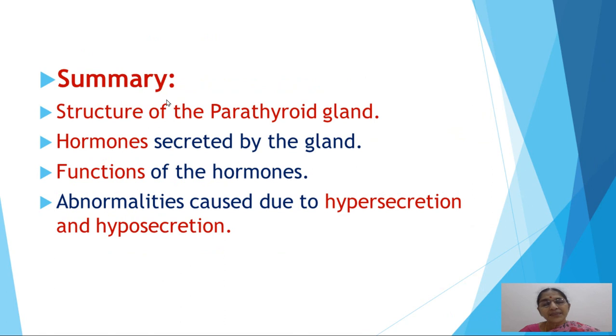Now, let us summarize the lesson. We have studied about various endocrine glands present in the body and we have studied about the regulatory mechanism of the functioning of endocrine glands. We have studied about the structure of the parathyroid gland, the hormones secreted by the gland, functions of the hormones, and we have also studied about the abnormalities caused due to hypersecretion and hyposecretion.